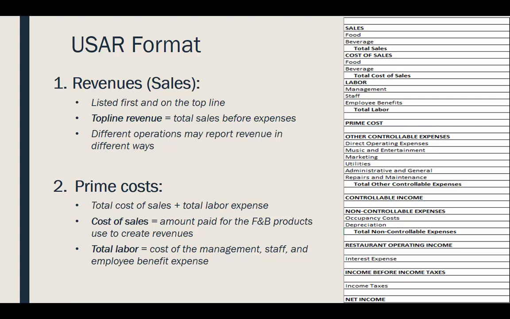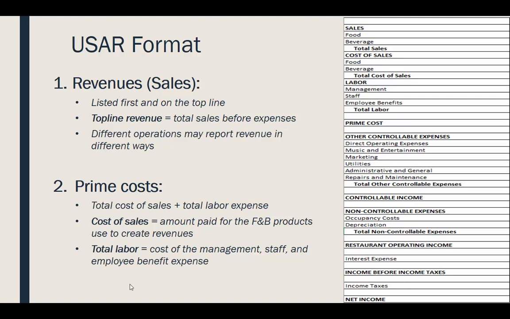So remember that cost of sales is the amount paid for the food and beverage (F&B) used to create the revenues. So in order to sell food and beverage, you need to purchase food and beverage. That would be one of your biggest costs. The other one would be your labor. So this would be your management and your staff. The difference between the two would probably be that your management have salaries, while your part-time staff all have an hourly wage. And then a lot of times you'll see benefits.